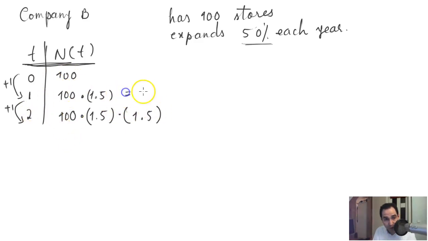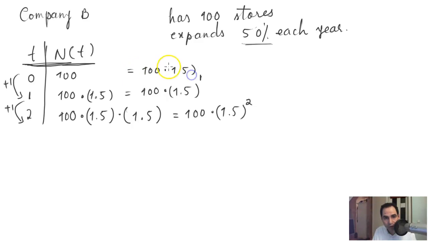This is equal to 100 times 1.5 raised to the first power. This is equal to 100 times 1.5 to the second power. This is equal to 100 times 1.5 to the 0th power. And here your t is equal to 0. Here your t is equal to 1. Here your t is equal to 2.